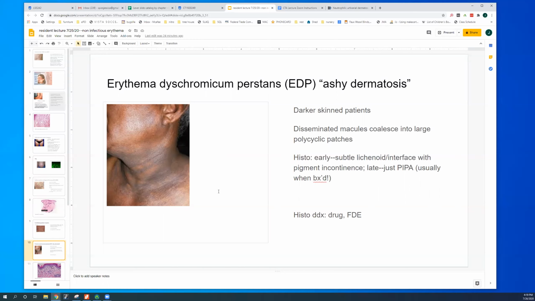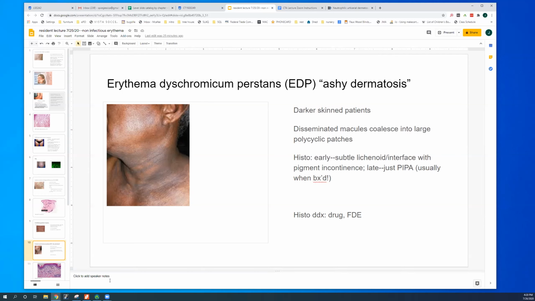So the next case, we're going to dive into erythema dyschromicum perstans, which is another thing we don't actually see very much in Oregon because it really occurs in darker skinned patients. You probably see it in other parts of the country more. I know that when I lived in Albuquerque, I saw it more. And you get the disseminated macules that coalesce into large polycyclic patches, this gray hue.